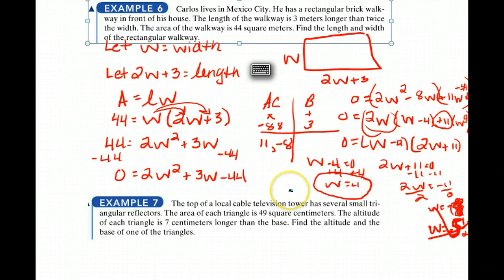We can then jump back and plug that 4 into the expression for length, which was 2W plus 3. So we'll have 2 times 4 plus 3. 2 times 4 is 8, plus 3 is 11. So that tells us that the width was 4 and the length was 11. So you have now found the dimensions of that rectangular walkway.